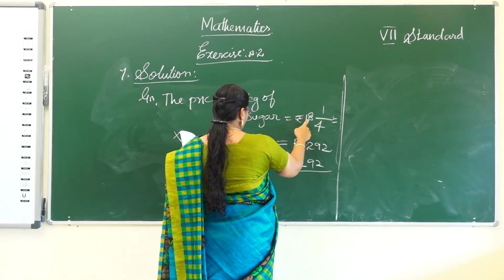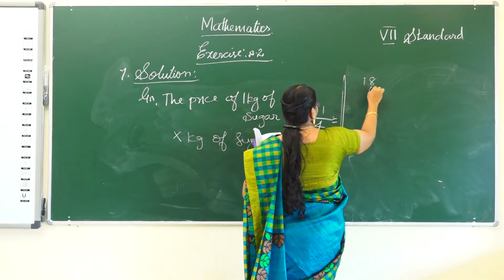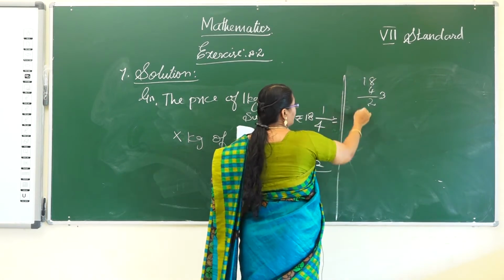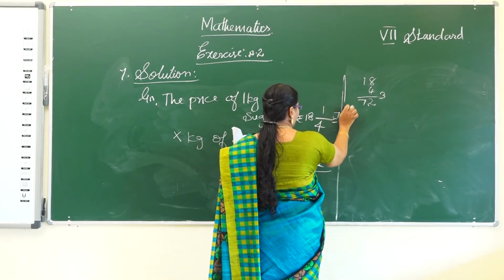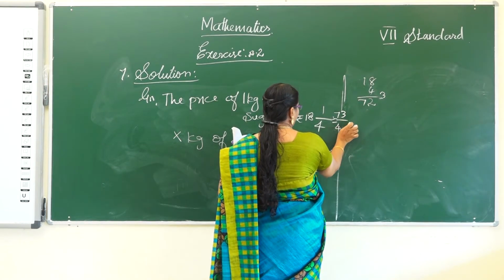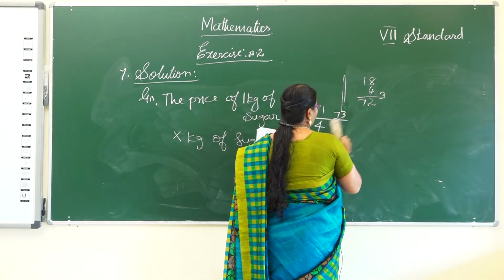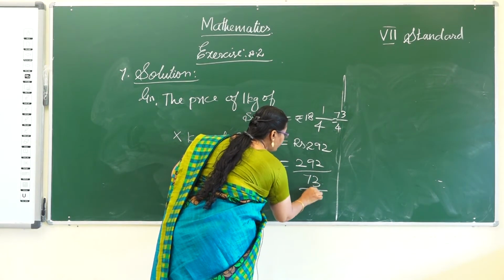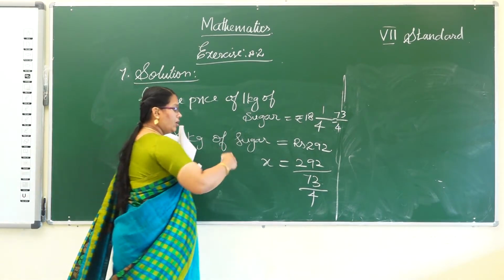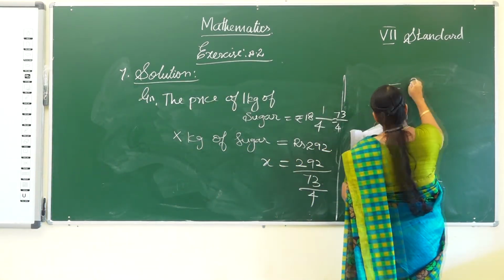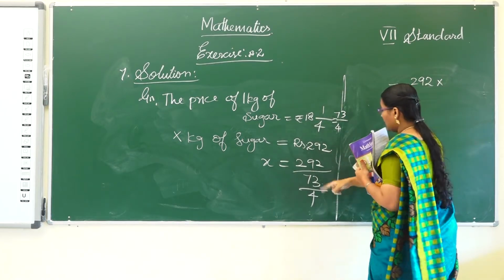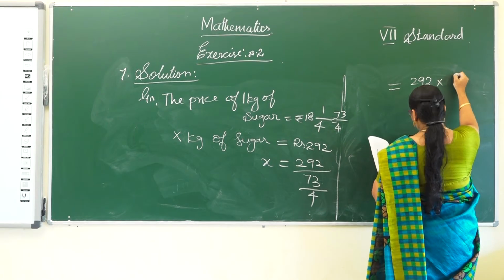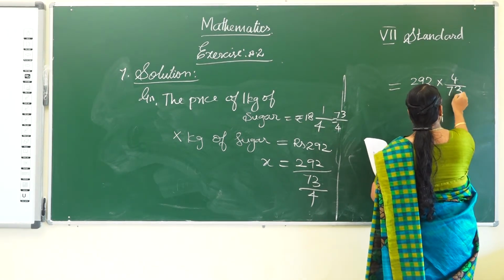So 18 fours are, 8 fours are 32, 10 fours are 40, so 72 plus 1, 73 by 4 rupees. Now write divided by 73 by 4 in this place. Now write 292 in the numerator. So the denominator moves to the numerator, and since division is there, write the reciprocal. So 4 by 73.